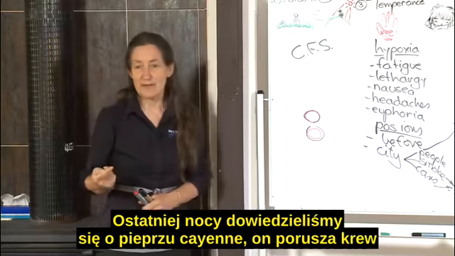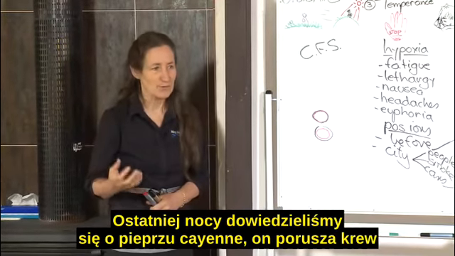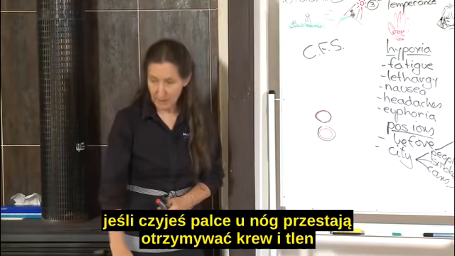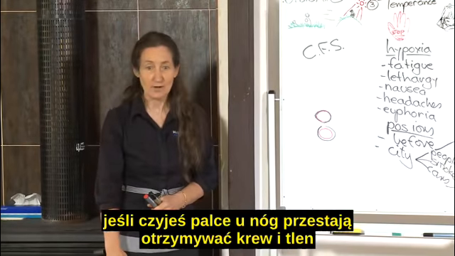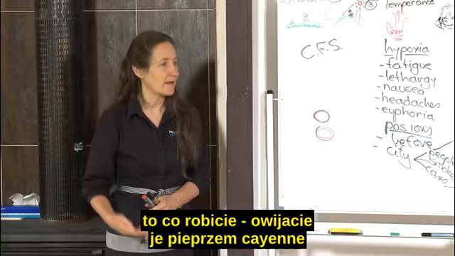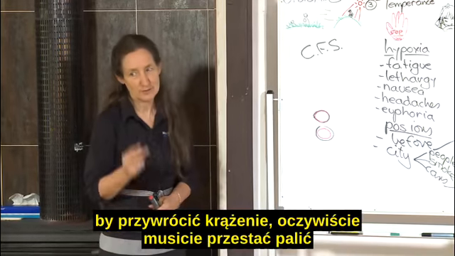And last night we learnt about cayenne pepper. Cayenne pepper moves blood. If someone's toes are failing to get the blood and the oxygen, what you do is wrap them in cayenne pepper, bring the blood down. Of course, you've got to stop the smoking.